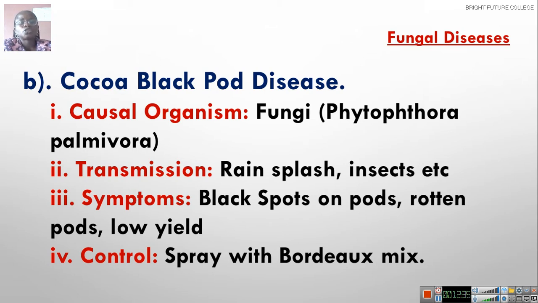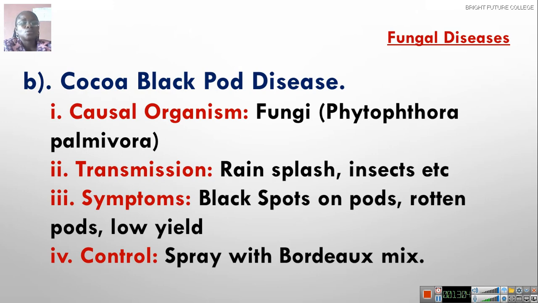Then the transmission mode is through rain splash. It can also be transmitted through insects. What are the signs, which are the symptoms of this disease, cocoa black pod disease? You will see black spots on the pod, and you see rotten pods, and the yield of that particular crop will reduce, which we call low yield.